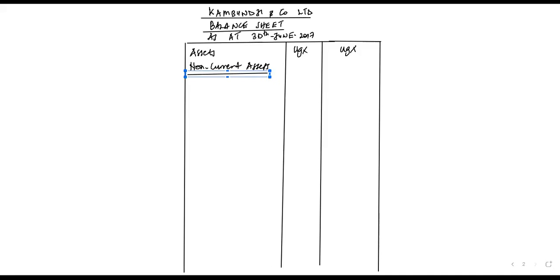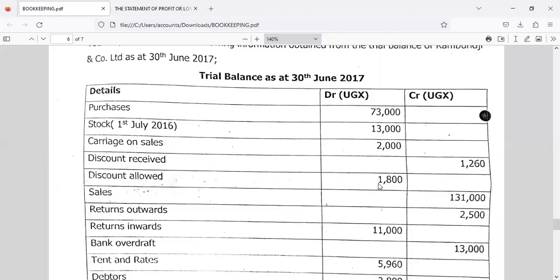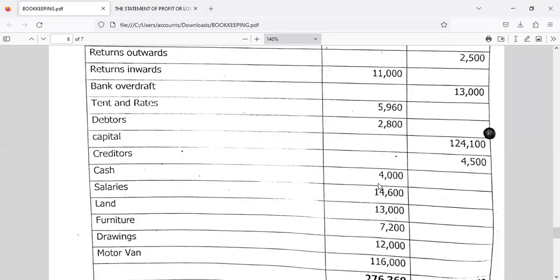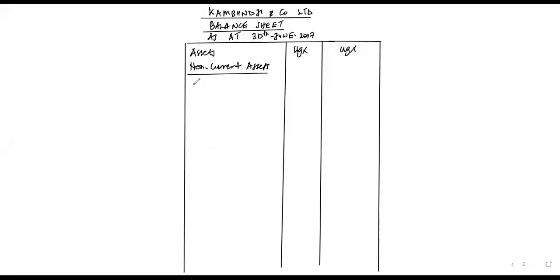Under these non-current assets, according to the question, just to take you back, we have land, furniture, the motor van. Those are the non-current assets which we have, so we can present them first. So we have land, and the cost of land is 13,000.